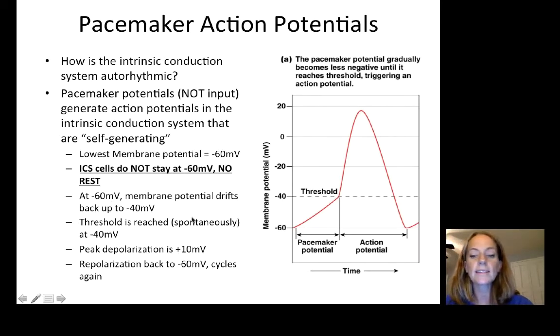So at minus 60 millivolts, the membrane potential drifts up to minus 40. Their threshold is at minus 40, and that is reached spontaneously. Then their peak depolarization is going to go to positive 10, and then they will repolarize back down to minus 60. I know I haven't told you about the channels yet. I'm doing that on purpose. I want you guys to see the shape of the waveform and memorize these values so that you know what it looks like before you know why.